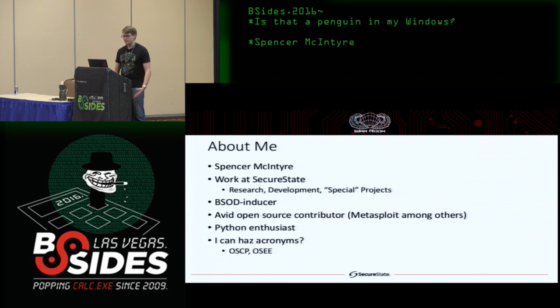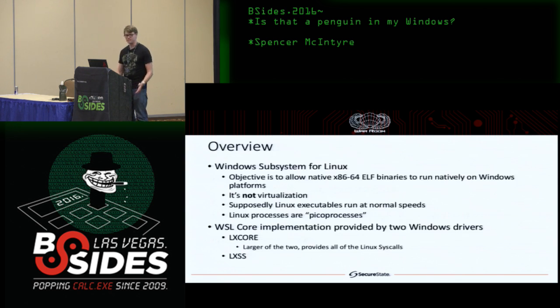Real quick about me, like she said, I'm Mr. McIntyre. I work for Secure State. I've been there a little over 5 years. I was on the penetration testing team, and I am now head of the research and development team, so we do vulnerability research and a lot of tool development as well. I do a lot of Windows kernel stuff. I like Windows internals, so I induce a lot of BSODs. I'm an avid open source contributor, and I really believe in open source. One of the things I am most proud of is being a member of the Metasploit team. I'm also a Python enthusiast, and that's enough about me.